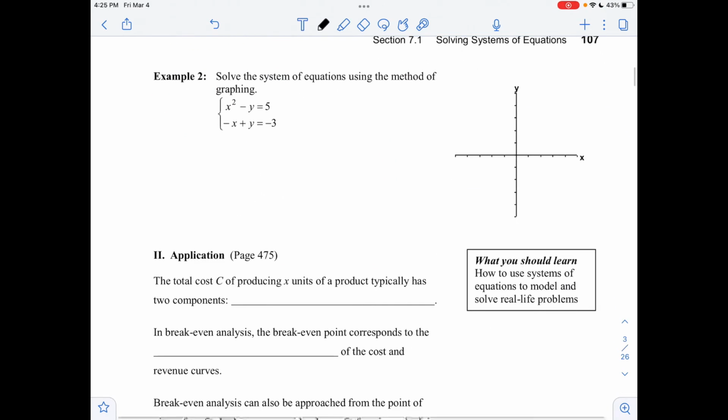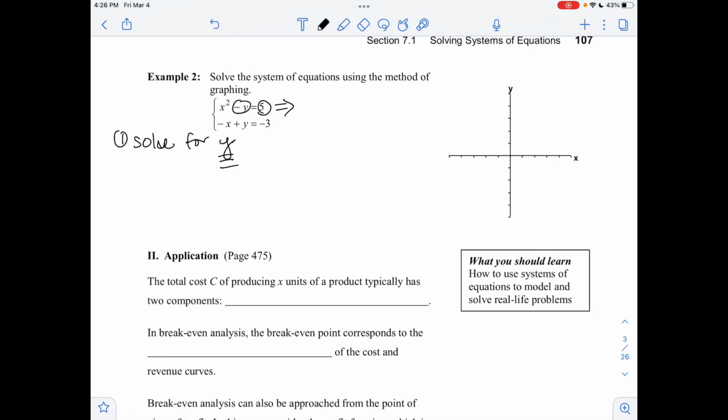Okay, next one. Solve the system using the graphing method. So using the graphing method, we're going to first solve for y on both sides. So this one, if I add the y to the other side and I subtract the 5 on the other side, I'm going to get x squared minus 5 equals y. And this one here, I'm going to add x to the other side and I'm going to get y equals positive x minus 3.